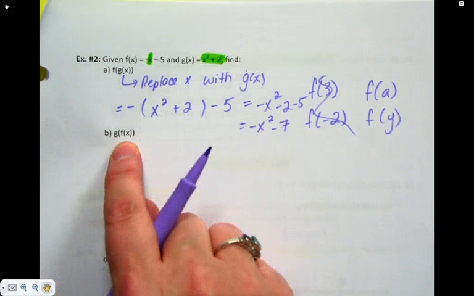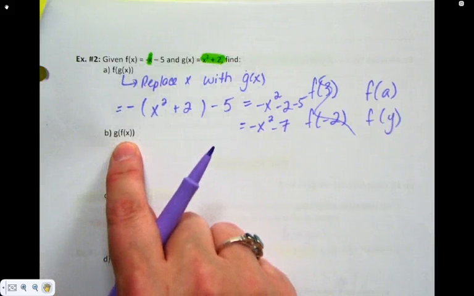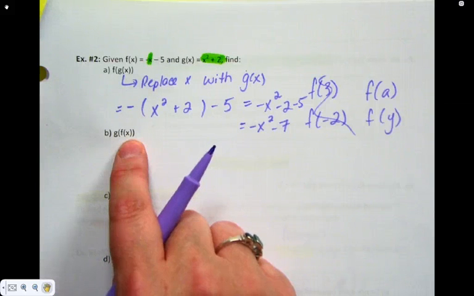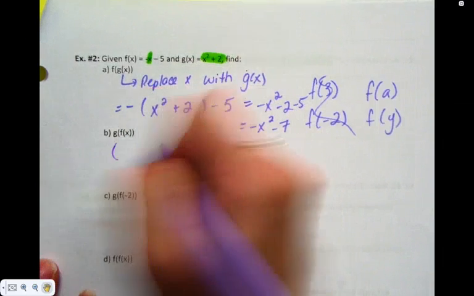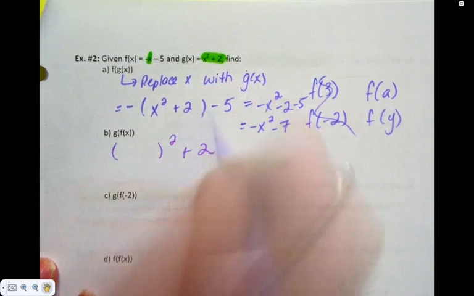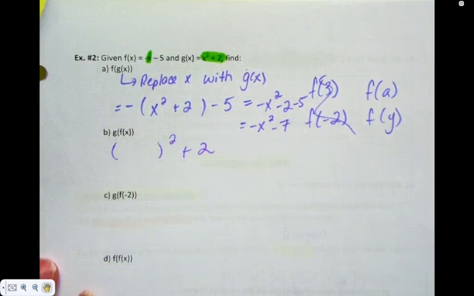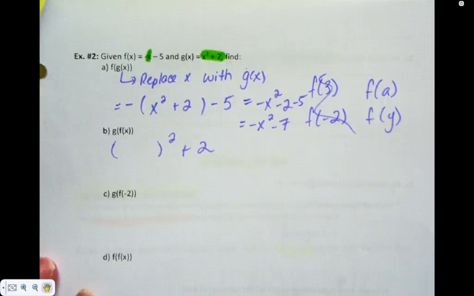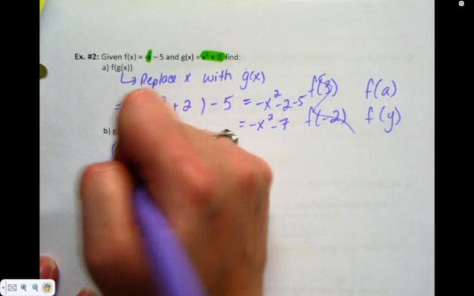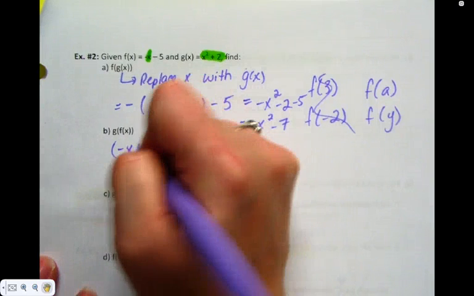Okay, what does g of f of x mean? Replace x with f of x. Replace x with the f function. So I'm going to go to the g of x now. I'm going to keep that squared. I'm going to keep that plus 2. I'm going to take x out, and what am I going to put in its place? Negative x minus 5.